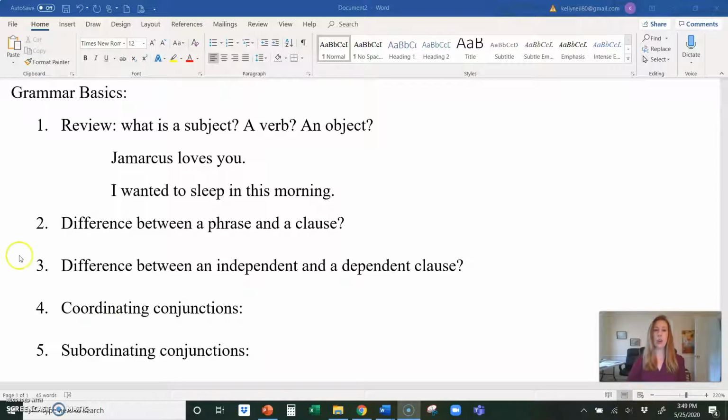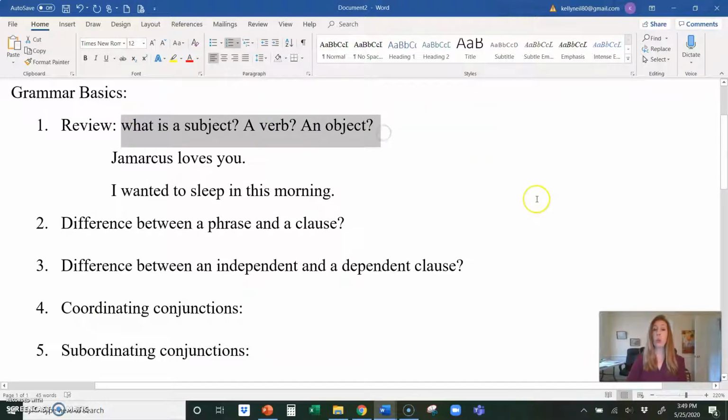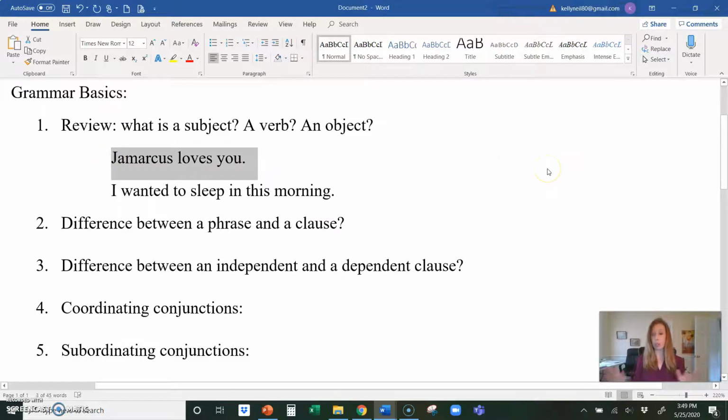So yes, I know you have heard these words over and over again, but it's always good to have a quick review. What do we mean when we say a subject and a verb and an object when we're talking about grammar? So let's look at a couple sample sentences here. Let's start with Jamarcus loves you. Very simple sentence. Now I need to figure out what's the subject, what's the verb, and what's the object here.